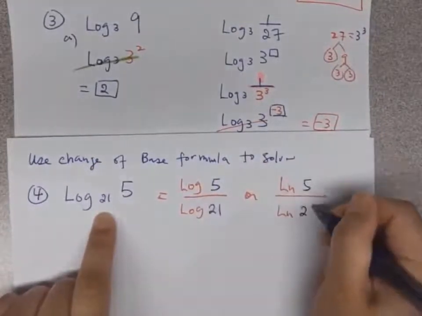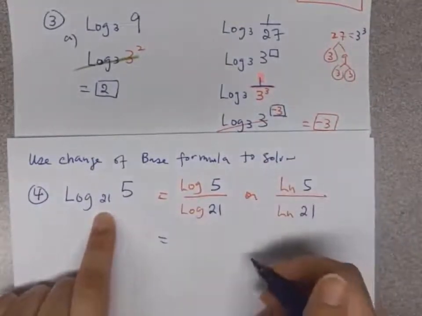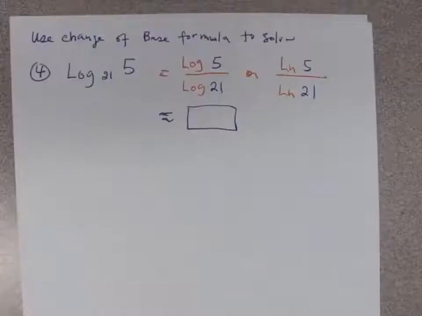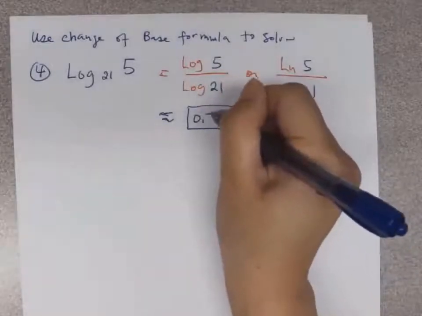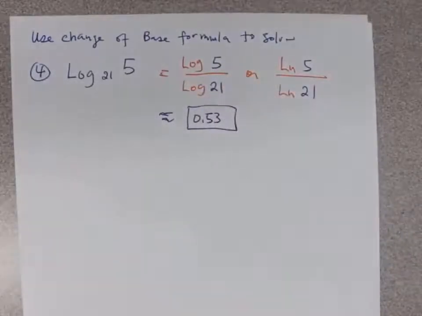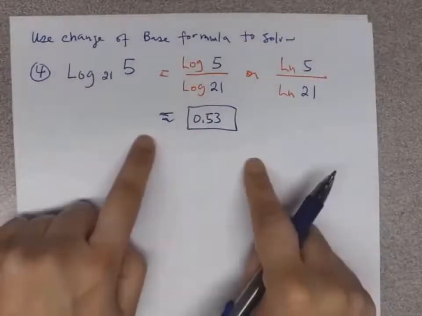So try to use your calculator. I want 2 decimal places. Anybody got it? 0.53. Okay, I have a 0.53. Anybody second that? Okay. Can we do that?